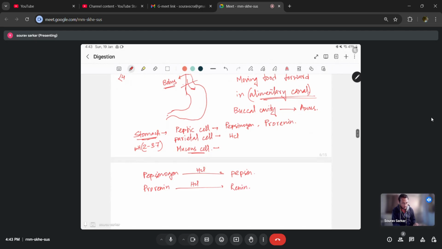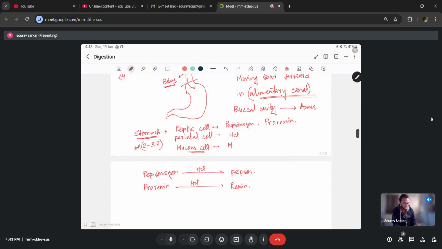Okay. Now what is the function of mucus cell? That will release mucus. Okay. So what is the function of HCl? If you say activate the enzyme, activate enzyme, right? And the second function of HCl is that it can kill microorganisms.